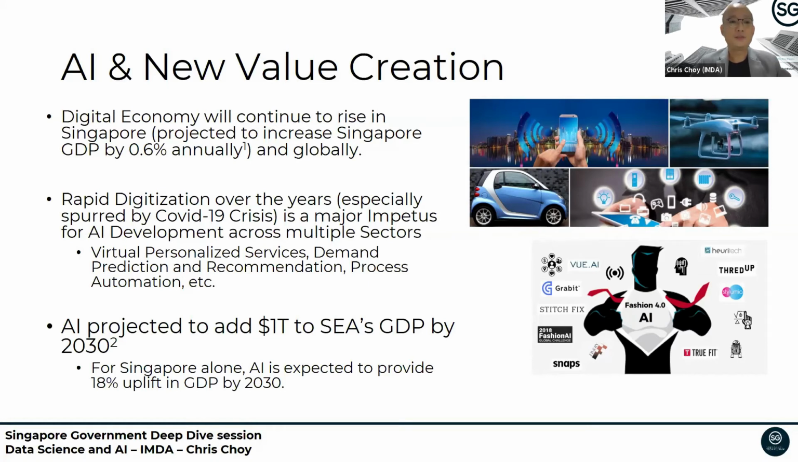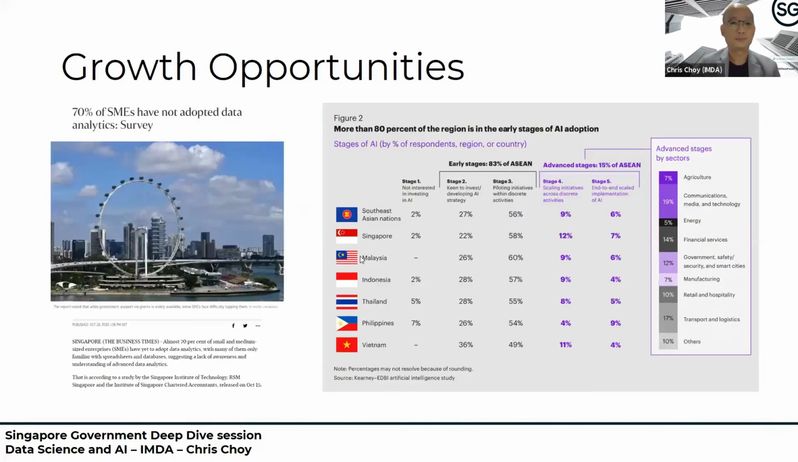And it's actually because of this trend that studies have also shown that AI by itself is also going to be a very important economic driver. In fact, if I were to cite the EDBI study that was conducted very recently, AI is projected to add 1 trillion to Southeast Asia GDP by the year 2030. And for Singapore alone, we are looking at an 80% uplift by 2030.